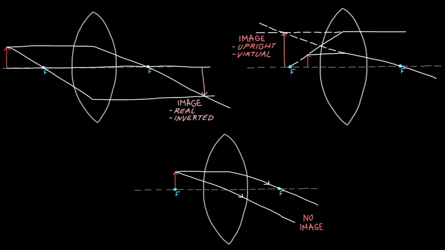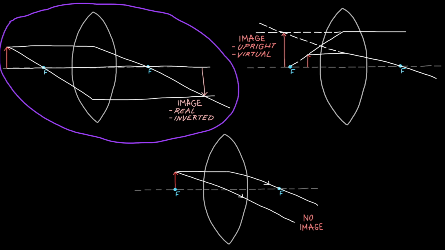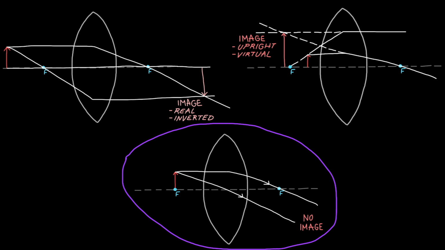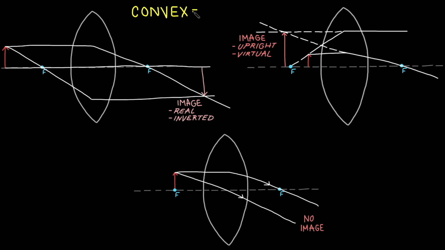Okay, so these three examples illustrate some of the key possibilities for what will happen if I put an object in front of a convex lens. If the object is farther than the focus, a real inverted image will form. If an object is closer than the focus, a virtual upright image will form. If the object is on the focus, no image will form. Remember, convex equals converging because the lines converge together.